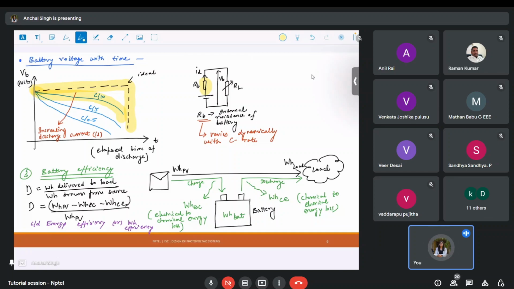So now, another parameter: after the first was capacity, another was C rate, and now the third parameter is battery efficiency. Now, what is battery efficiency? You can see the diagram on the right hand side here.